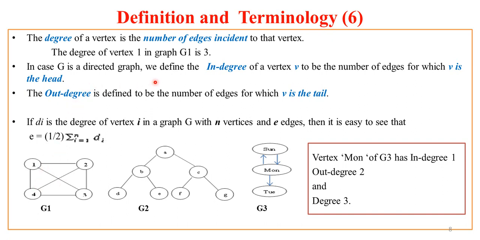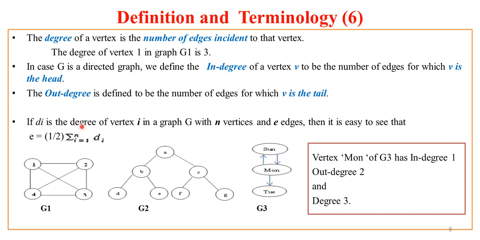Now in case of a directed graph, we can define in-degree, which is nothing but the number of edges for which the vertex is the head. So for example, in graph G3, the MON node has in-degree 1, and it also has out-degree 2. So this MON node has 2 edges going out of this particular node. So basically MON is the tail for 2 edges and it is the head for only 1 edge.